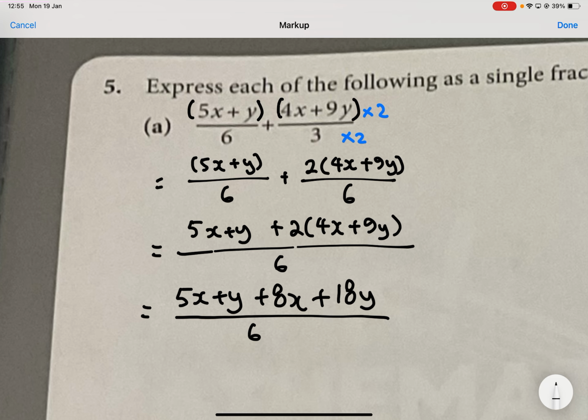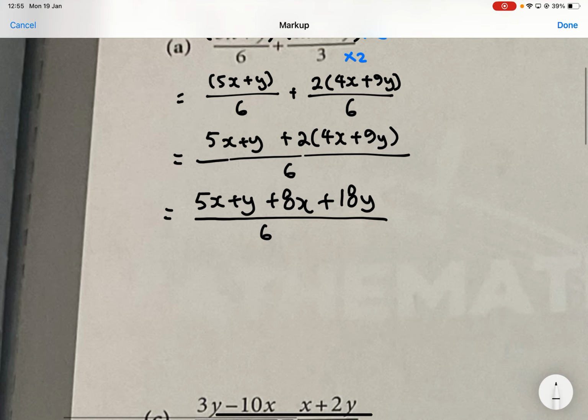Why they put this as a new question is because now not only one unknown. Not just only x or only y. Now got x, got y. But no difference. Multiply is still multiply. 2 times 4x is still 2 times 4x. It will still give you 8x. 2 times 9y is still 2 times 9y. Do it separately. You will get your 18y. Okay?